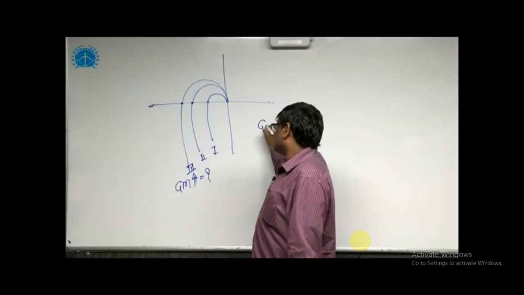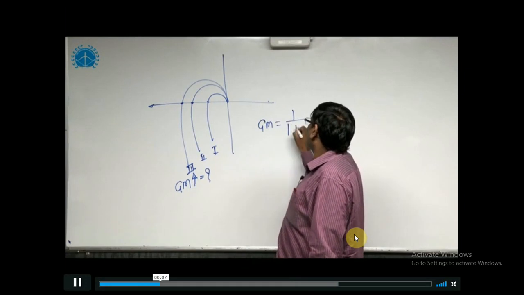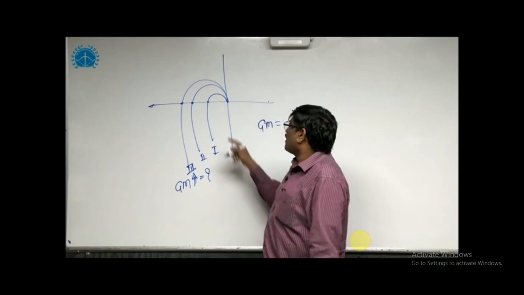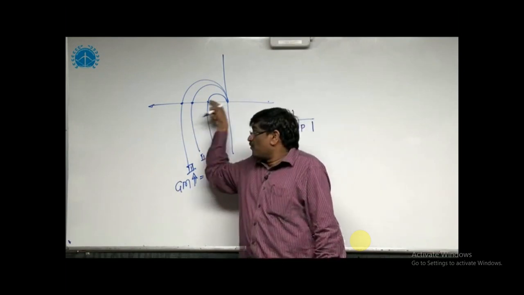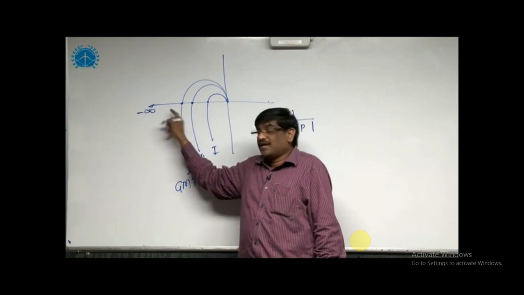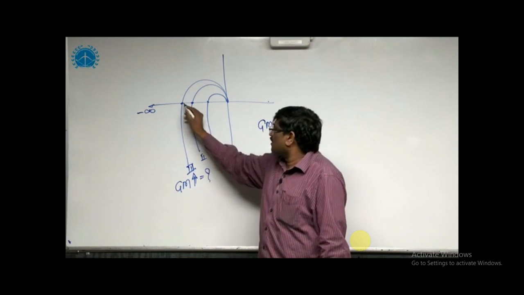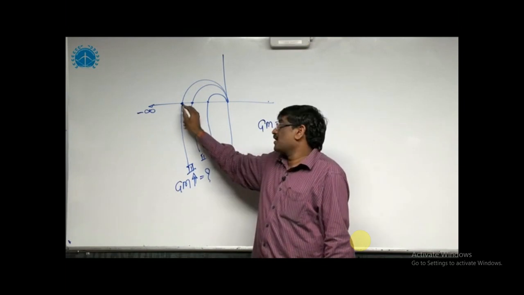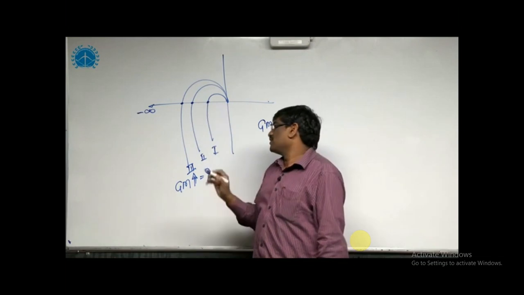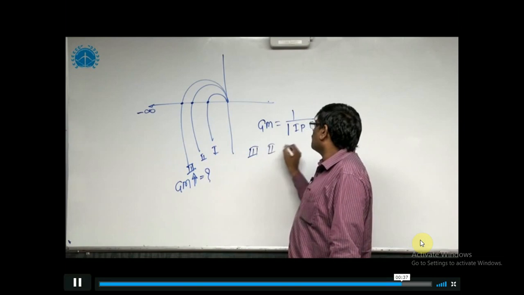Gain margin is equal to 1 by the magnitude of the intersection point with minus 180 degrees. So here, as the intersection point moves towards minus infinity, the gain margin decreases. Here we need the increasing order of gain margin. The last one has the smallest gain margin, the second one is medium, and the lowest one will have the highest gain margin. So the increasing order of the gain margin is 3, 2, 1.